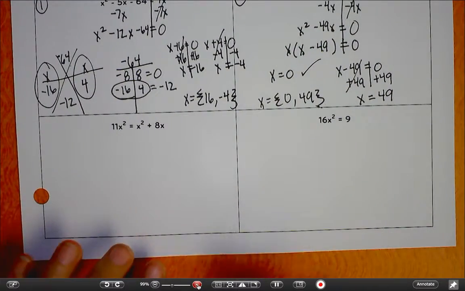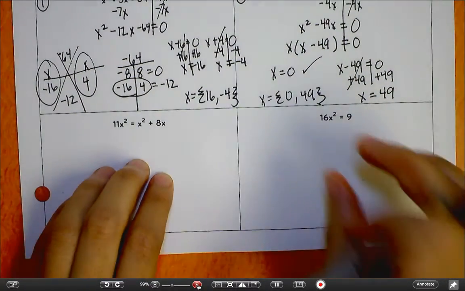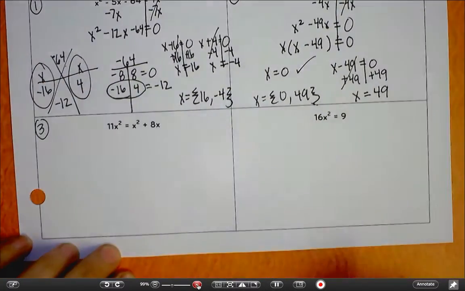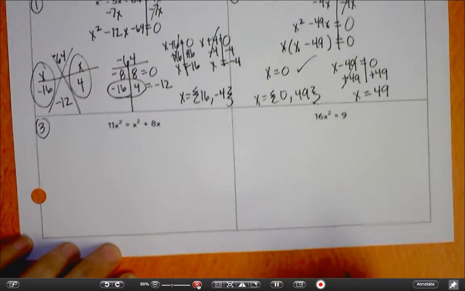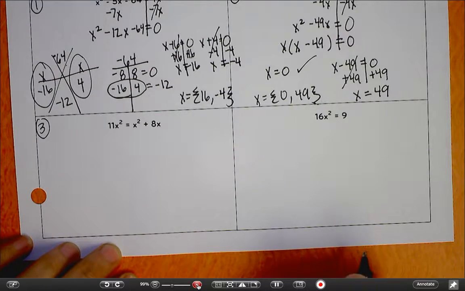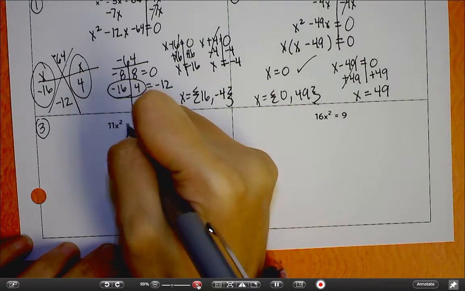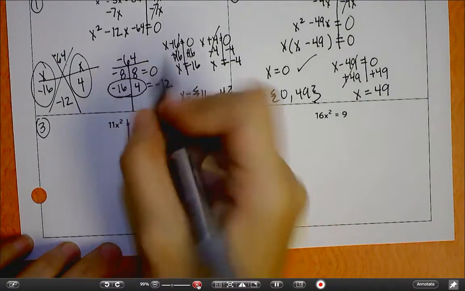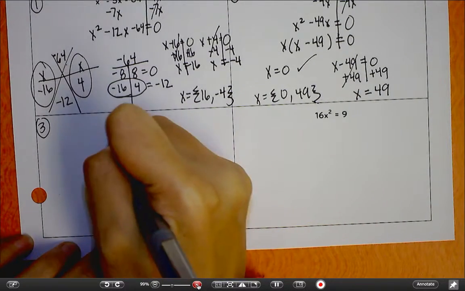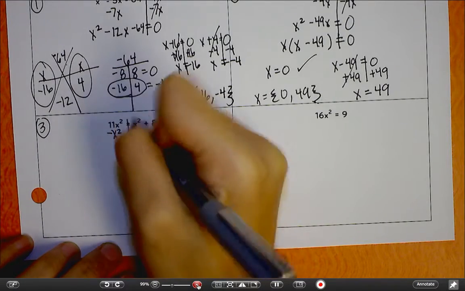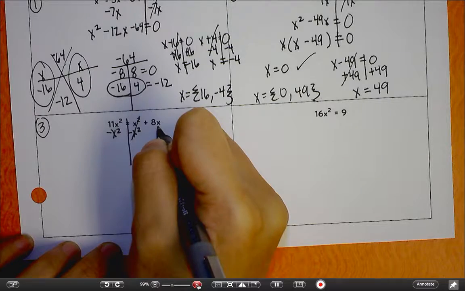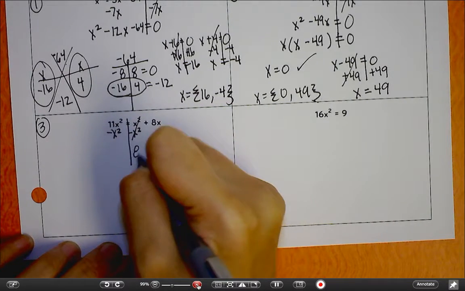Okay, so I have this one here and this one here. Let's go ahead and do problem number 3 on the left-hand side. Is it in standard form? Nope. I want to move everything to the left-hand side. I'm going to go ahead and draw a line. First, I'm going to move x squared, subtract x squared from both sides. This cancels out. So I have 8x left over. I'm going to bring 8x down.